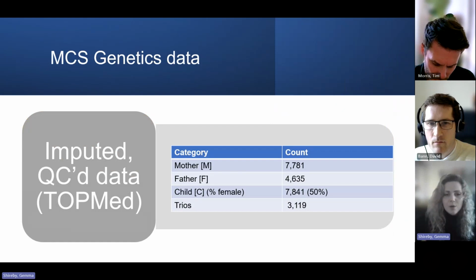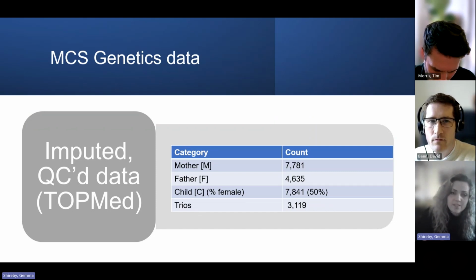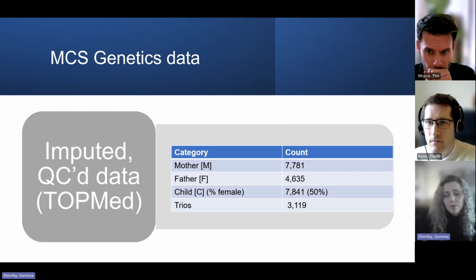So this is a breakdown of the imputed and QC'd TopMed data. We can see there's nearly 100,000 cohort members, a similar number of mothers and slightly fewer fathers. And the number of complete trios is just over 3,000.